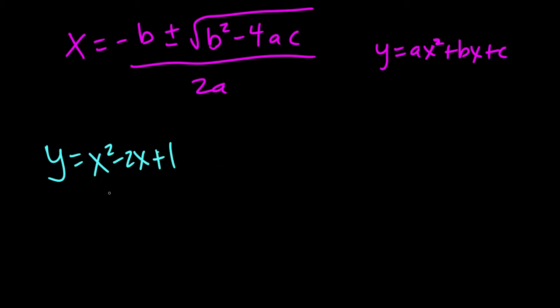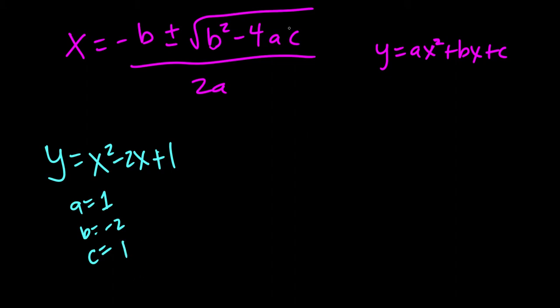Okay, and we start the same as the last video. We pull out a, b, and c. So a is the number in front of x squared. In this case, there's nothing written there, so it's a 1. And then b is the number in front of x, which is going to give us a negative 2. And then c is the constant, which gives us a 1.